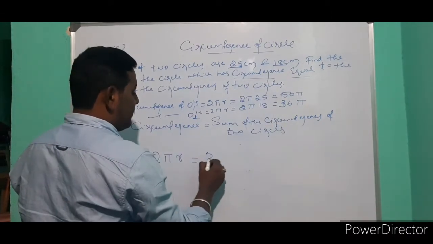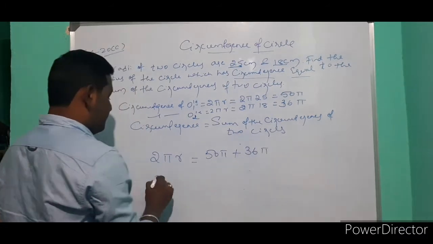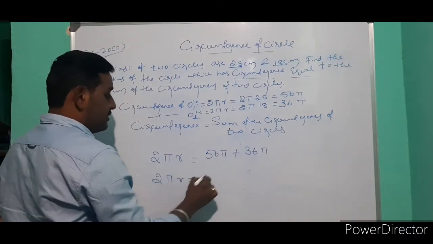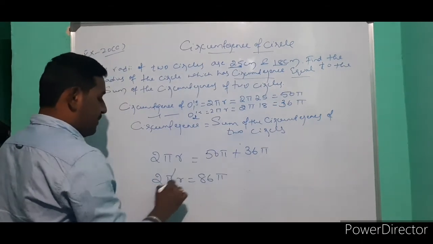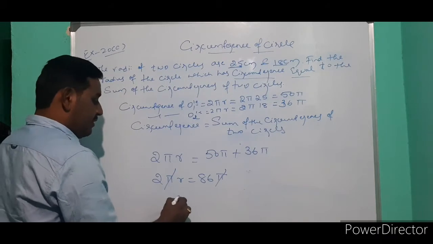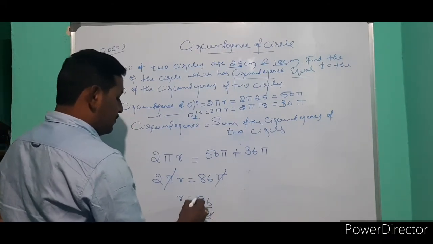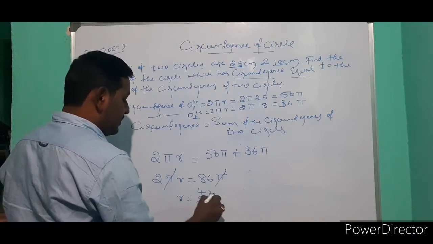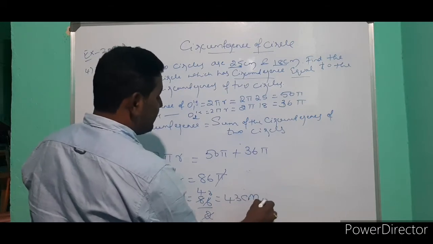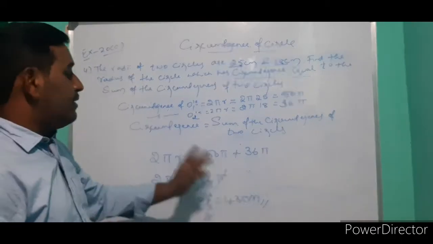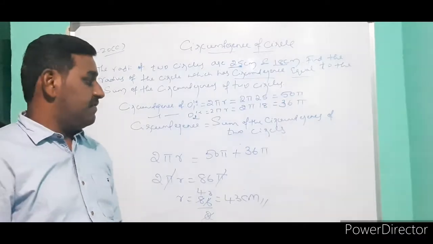First circle is 50 pi. Second circle is 36 pi. 2 pi r is equal to 50 plus 36, 86 pi. Here pi gets cancelled. R is equal to 86 divided by 2. 2 ones are 2, 2 twos are 4, 2 threes are 6. That is 43 centimeter. What is the radius? After calculating all, you will get 43 centimeter.